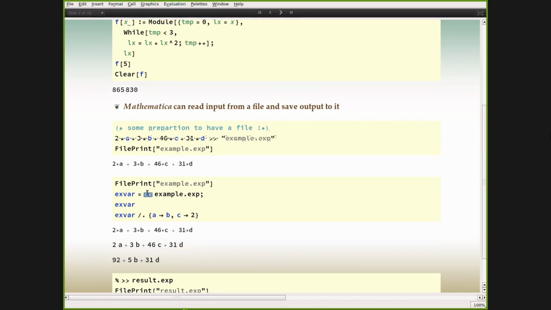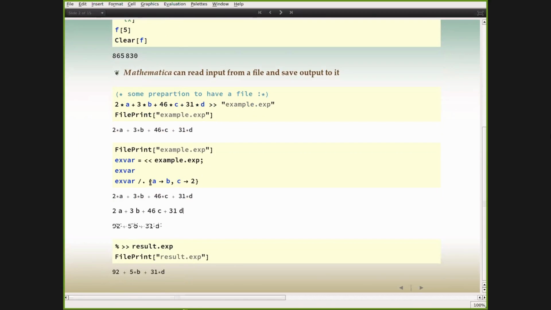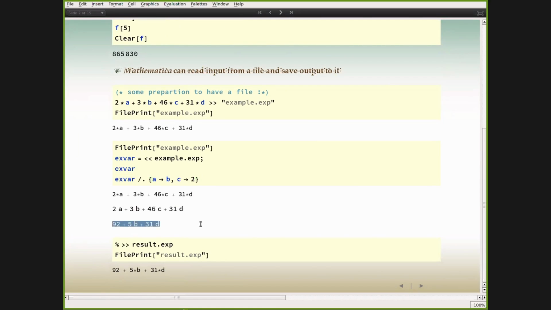Conversely, if you would like to read in a formula from a file, just use this input operator. And here I'm substituting what was written in the file into my variable. So you can see that this is just a regular variable. For example, I can set the parameter values A and C, which occur here, to some specific values, like A to be B and C to be 2, and then you obtain this formula in the transformed form. So that's it.